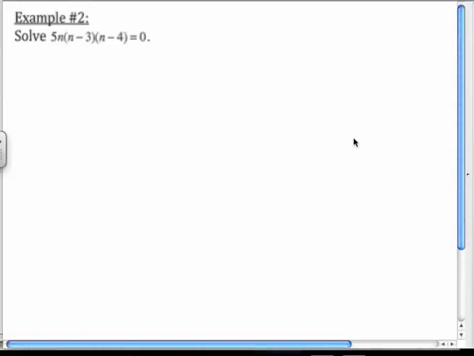Okay, guys, this one's really no different. Although, what Noah asked earlier was, what do I do if it's three things? I've got 5n, I've got n minus 3, and I've got n minus 4. Well, it's the same thing. If a times b times c equals 0, then one of them has to be 0. So we look at each one of them individually.